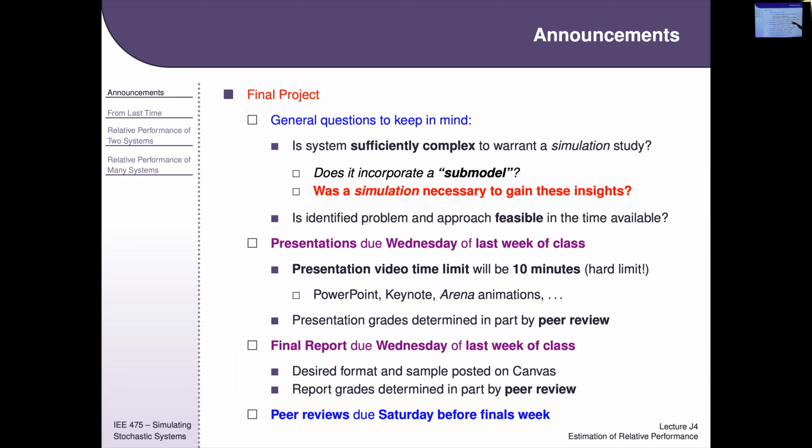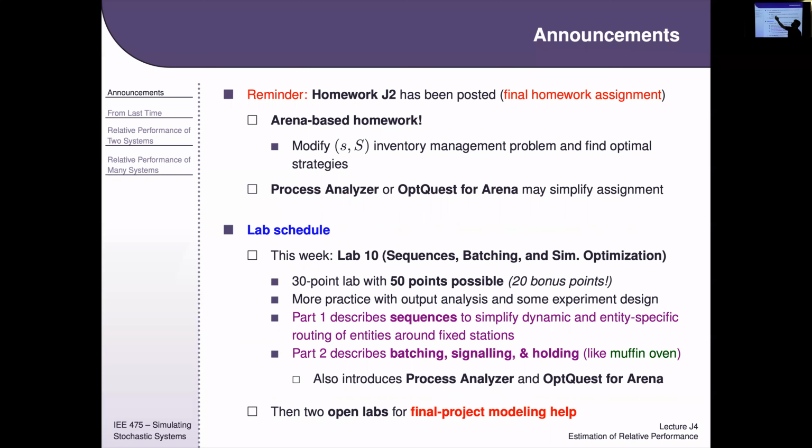But the bigger point is really, why is simulation necessary to study this problem? Why did you have to build a model and simulate it, and not build a model and analyze it in other ways? Just keep that in the back of your mind as you're moving forward. Also make sure you have a feasible project. If you've got 12 decision variables, maybe think about 2 decision variables, similar to, if we go back to homework J2, a relatively sophisticated inventory problem with 2 decision variables.